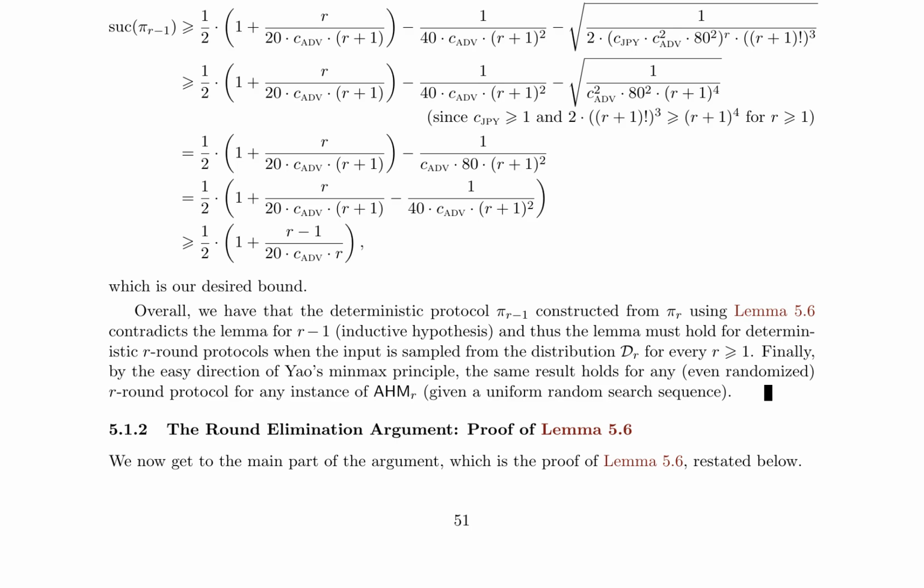They simplify the term s_r in equation 22, and plug it back into the equation to obtain a bound on the probability of success for pi_{r-1}. This bound is then used to show that the deterministic protocol pi_{r-1} contradicts the lemma for r-1, thus proving the lemma for deterministic r-round protocols when the input is sampled from the distribution D for every r greater than or equal to 1.